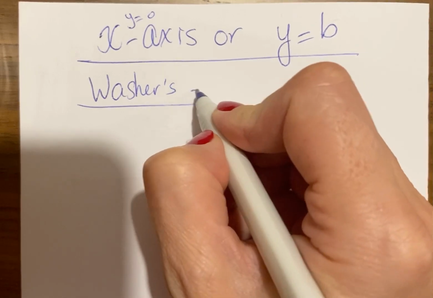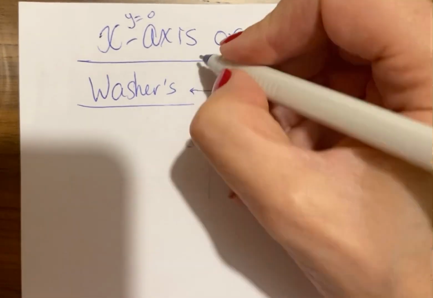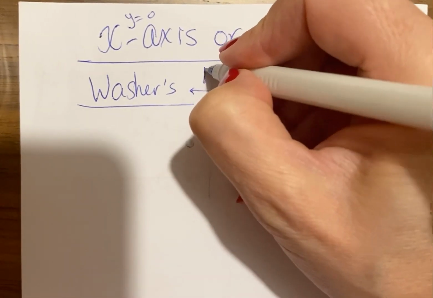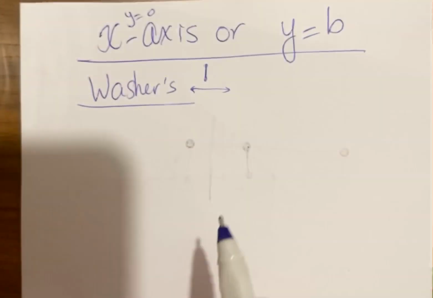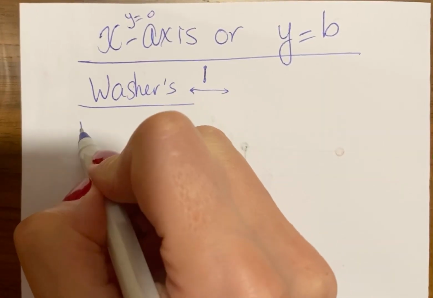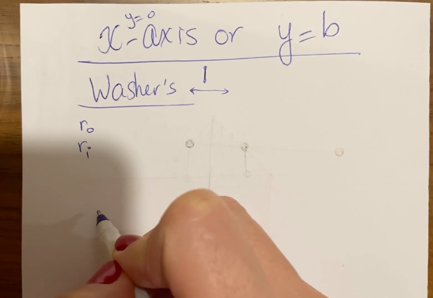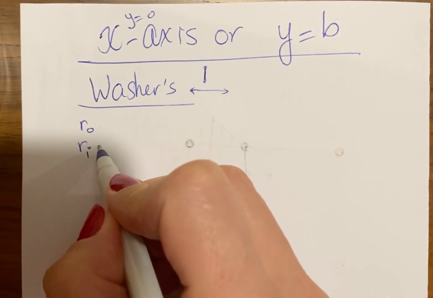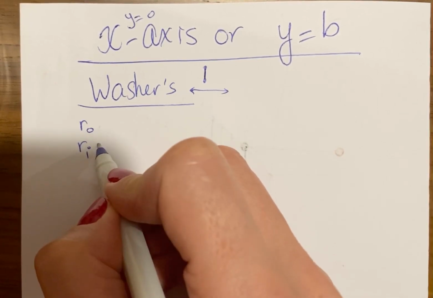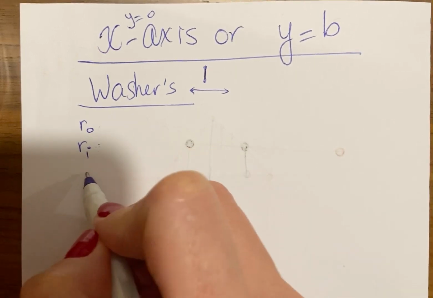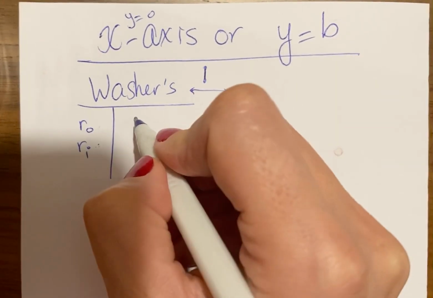Always remember the x-axis is horizontal. When we use washers, it has to be a vertical cut. And then in the washer's method, you need to get the outer radius and inner radius. Always your radii start from the center of the rotation, on the line of rotation. But what should your functions look like?